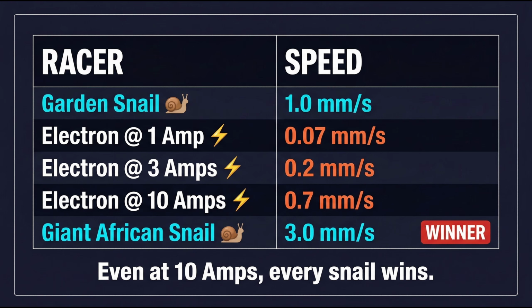Here's a race. Electrons versus snails. At 1 amp, the electron crawls at 0.07 millimeters per second. Crank it up to 10 amps, still only 0.7. A garden snail does 1 millimeter per second, and the giant African snail? 3 millimeters per second. It's not even close. Every snail wins, every time.